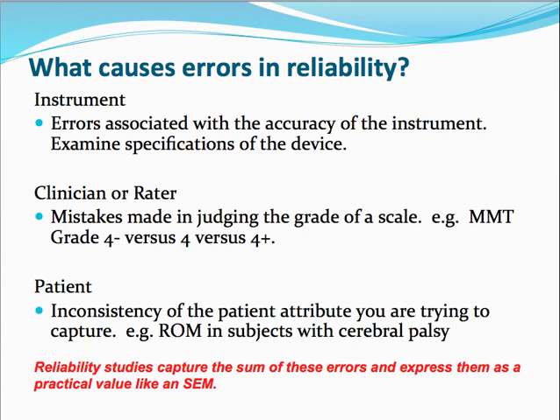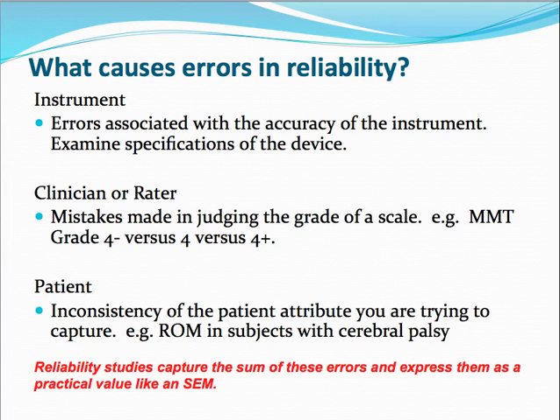The second source is you. In the first case, is it easy to place the goniometer, the arms of the goniometer, the axis, and then make the reading off of the goniometer? In the second case, is there something about the scale that you have to do to achieve a score? That's one of the things about patient-reported outcomes that makes them very popular: if they're well constructed, the clinician or rater has almost no influence on the errors that exist.